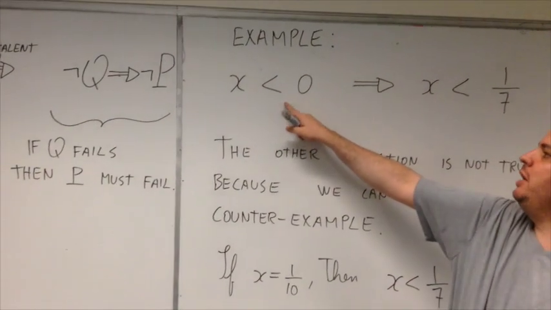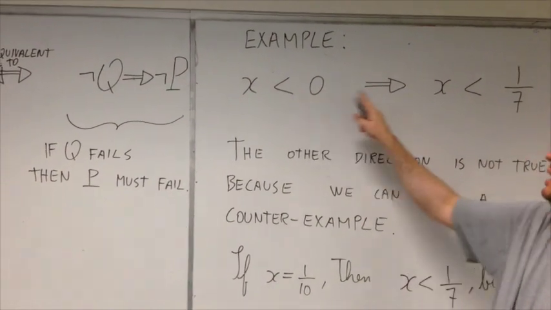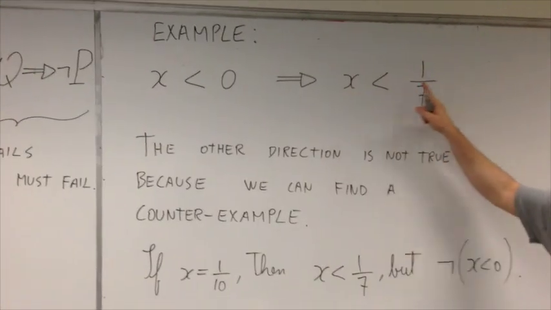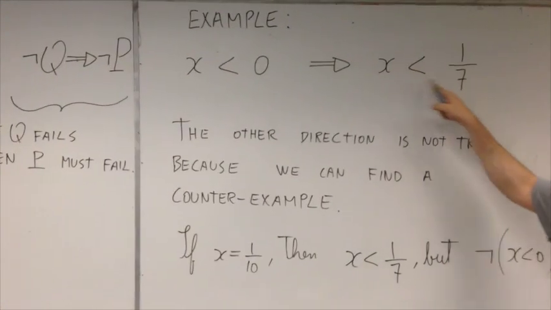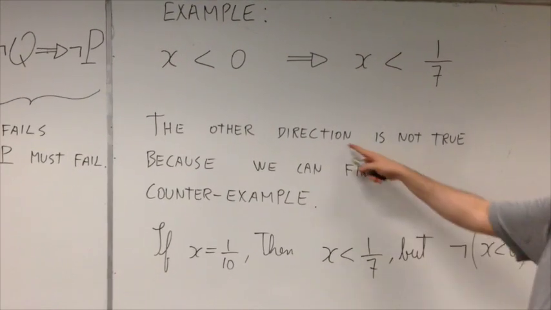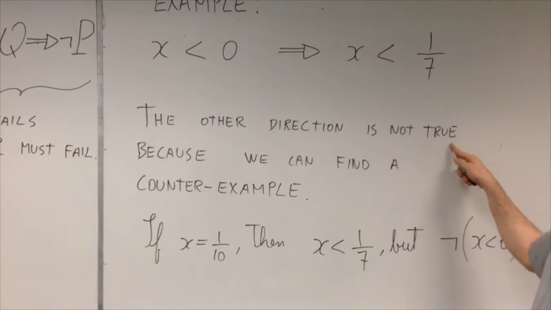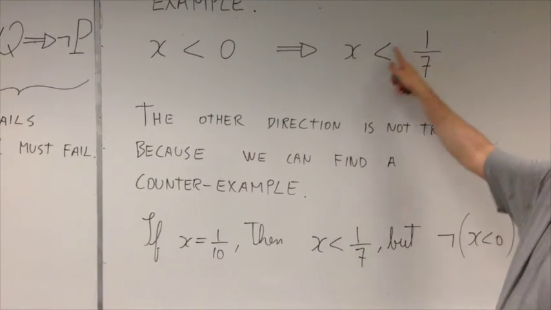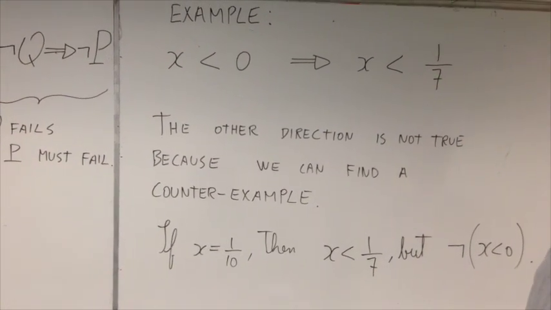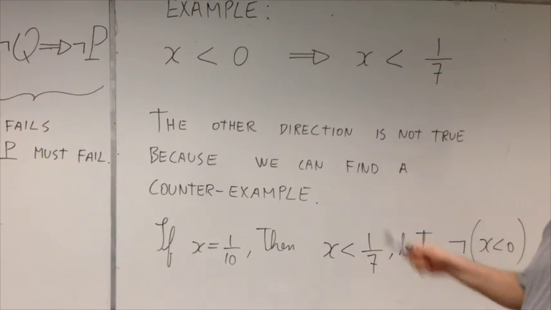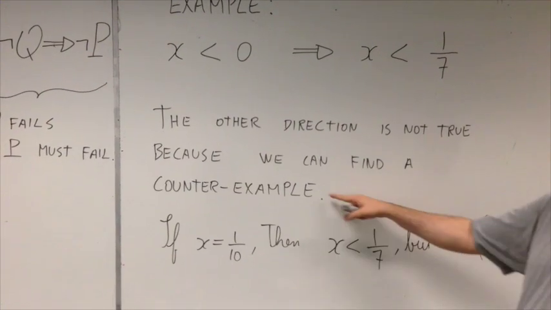So my condition P here is x is negative, and this will imply the fact that x is smaller than 1 over 7. Okay? Q is this bit here. The other direction is not true. It is not true that every number smaller than 1 over 7 is negative. And whenever something is not true, we can present, and we should be able to present, a counterexample.